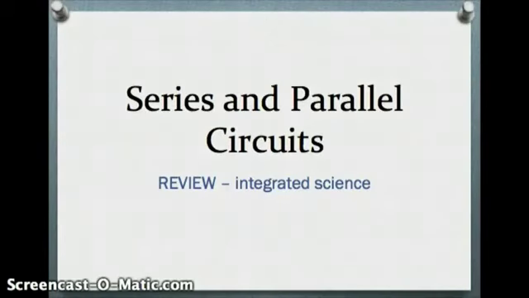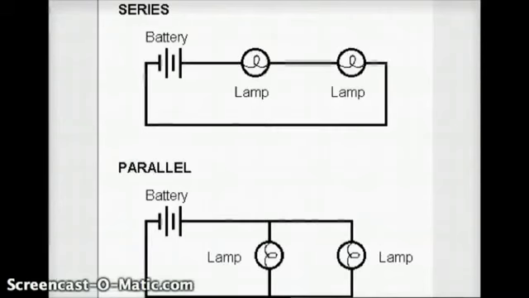This is a review about series and parallel circuits. So there are two different types of circuits, series circuits and parallel circuits. In a circuit, the components are joined together by wires. If there are no branches in a circuit, it is a series circuit. However, if there is a branch in the circuit, that means it's a parallel circuit, like this one.